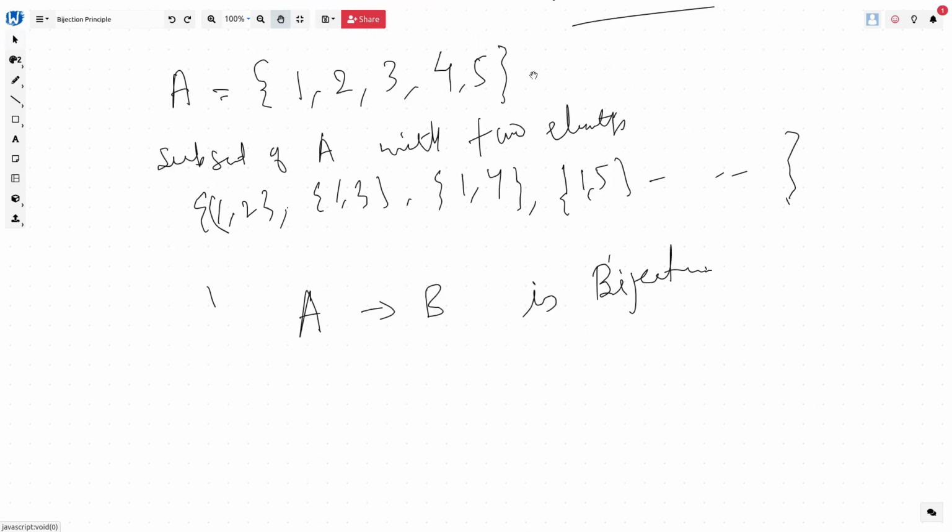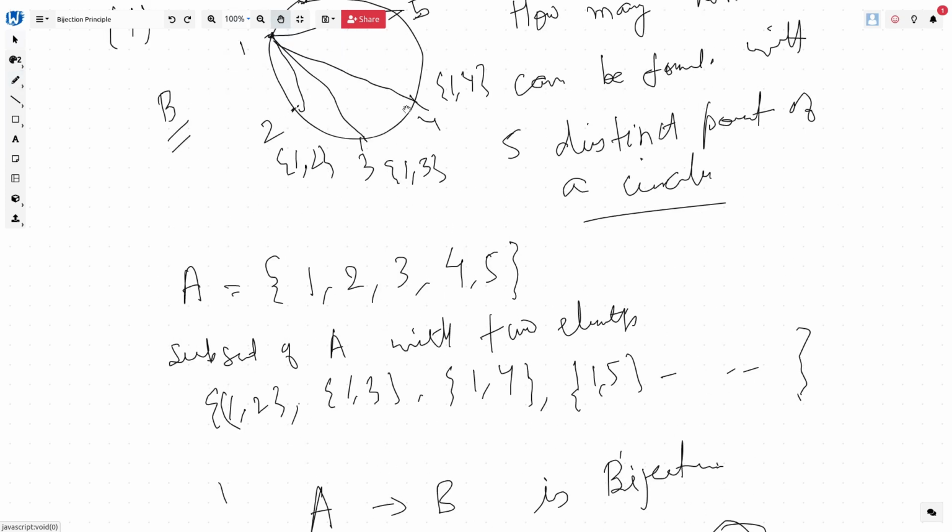So how many subsets of A can be found with 5 digits? We have seen earlier that this is nothing but finding the combination of two objects from 5 objects. That is nothing but 5C2, which is 5 into 4 divided by 2 into 1, which is 10. So there will be 10 chords which can be formed from a circle with 5 distinct points.